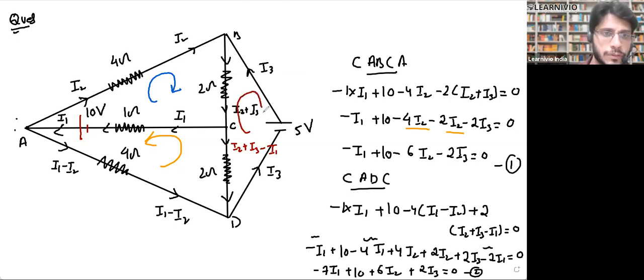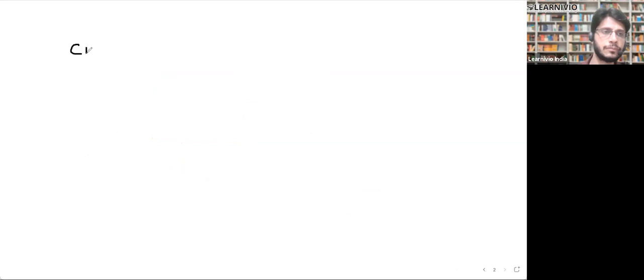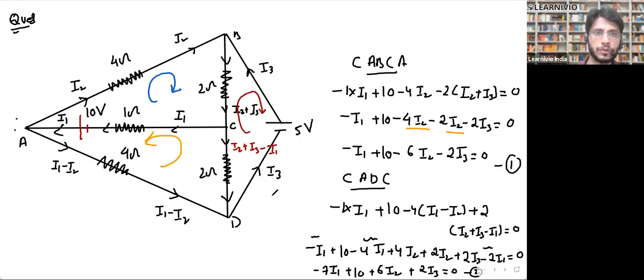Then we can take the third loop. Let's name this loop CBDC. When I move from C to B, Ahmed, what will be the sign of the voltage drop here, positive or negative? Am I moving in the direction of current or opposite to the direction of current?